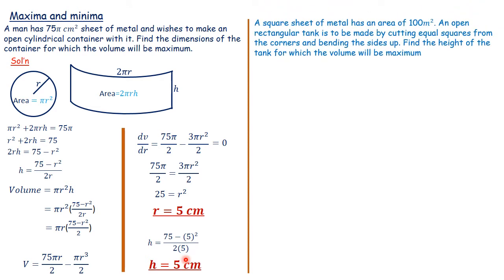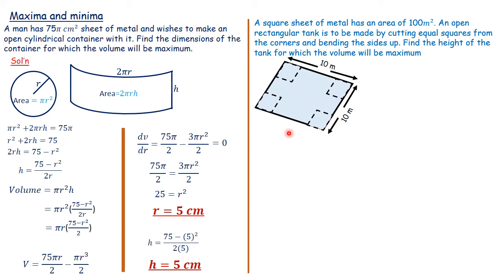We're told that a square sheet of metal has an area of 100 meters squared. An open rectangular tank is to be made by cutting equal squares from the corners and bending the sides up. Find the height of the tank for which the volume will be maximum. This is the sheet that you have, whose dimensions are 10 by 10. That 10 times 10 will be 100. Now let the dimensions of the squares that we are cutting be x meters.